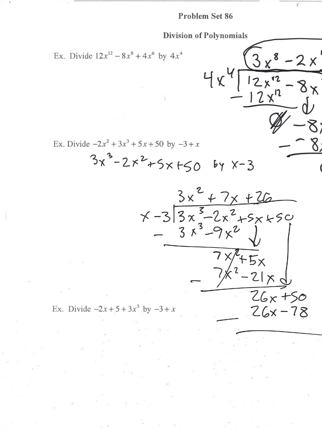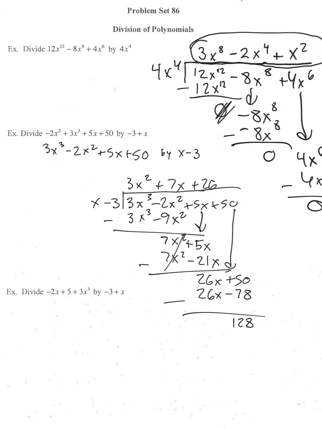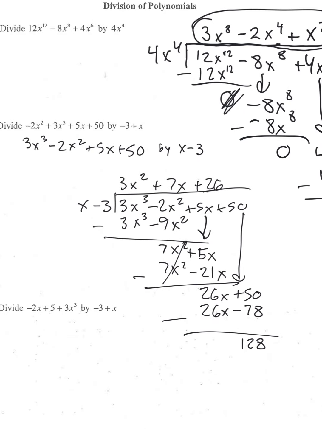I subtract these. 5 minus 78 is actually negative 73. And now you notice we have nothing else left to drop. So just like with quote-unquote regular division problems, what we do is add a fraction, which is the remainder divided by our divisor, which is x minus 3. And so this is going to be our final answer for this one.